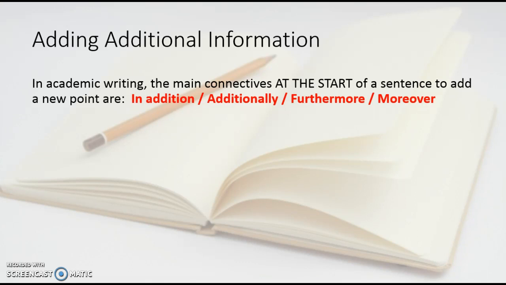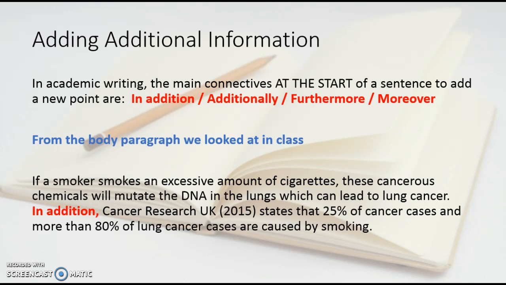So, in academic writing, which we're being asked to do for this Writing Like a Scientist project, we can use in addition, additionally, furthermore, or moreover. So let's take the example that we used in the model paragraph that we discussed in a previous lesson. So if a smoker smokes an excessive amount of cigarettes, these cancerous chemicals will mutate the DNA in the lungs, which can lead to lung cancer. In addition, comma, Cancer Research UK, which then goes on to talk about the statistics.